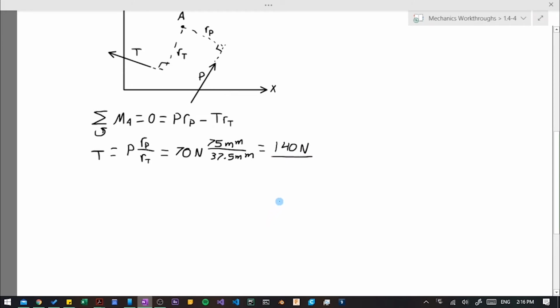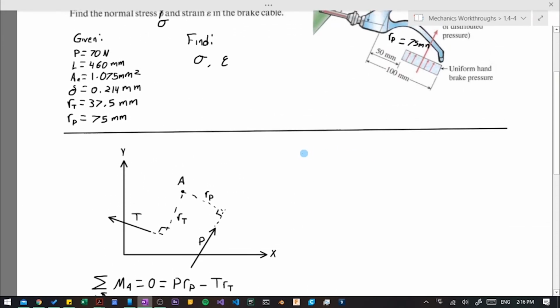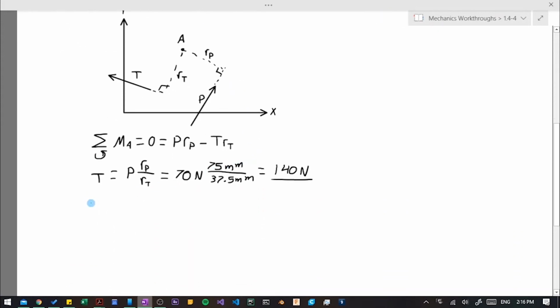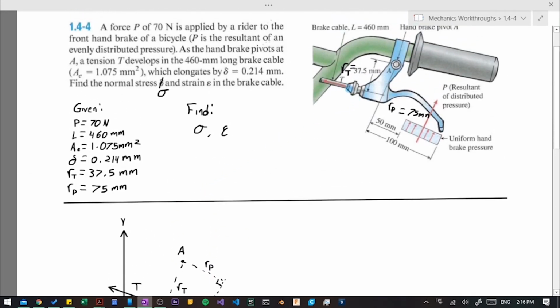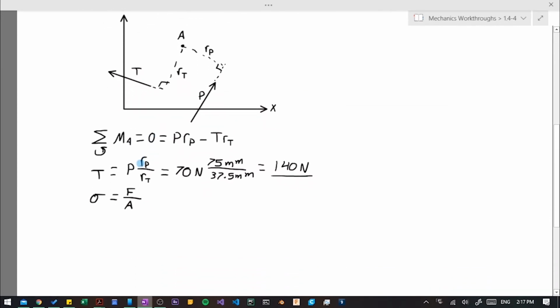And now that we have all the information we need, we can move on to finding our stress and strain in the cable. For our stress, we use the symbol sigma. And if we remember, this is a force over an area. In this situation, it's the stress within the cable. So the force in the cable is our tension T, and the cross-sectional area is our A subscript E, which we are given. Since we were not using meters, we cannot convert it directly into pascals. We're going to have to do some unit conversions.